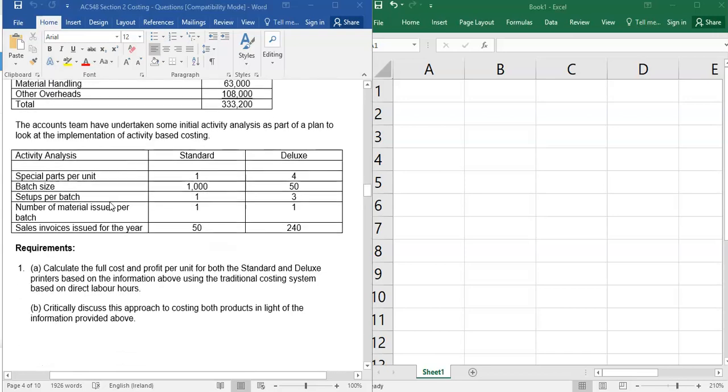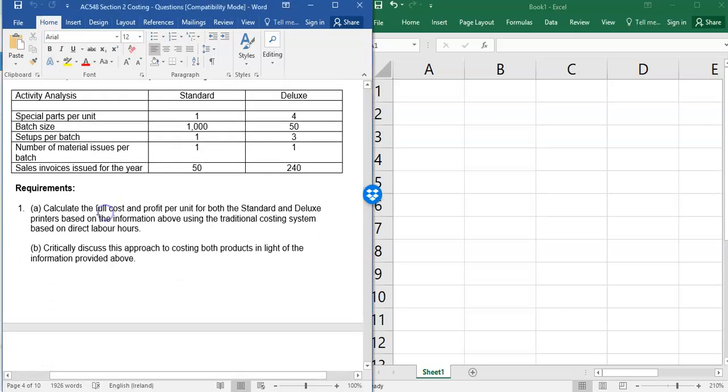So for example here, our first key requirement is calculate the full cost. So you'd highlight what's full cost and profit per unit for both products or both printers, using a traditional costing system based on labour hours. So some of these are the key words you're trying to look for. What do I have to do? I have to do full cost and profit per unit based on the traditional system.